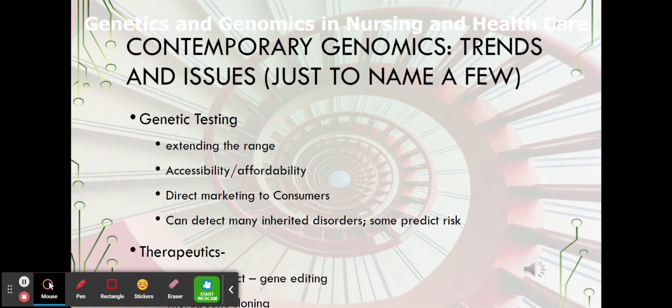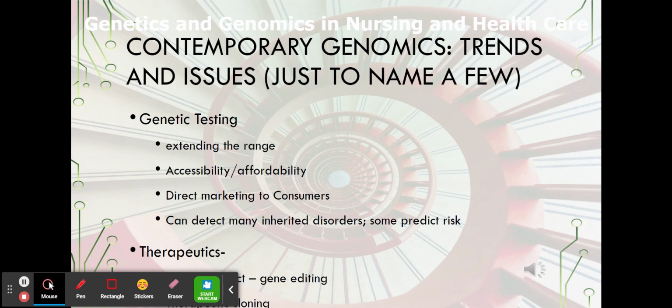Genetic testing can detect a lot of inherited disorders. The ones that predict risk are probably the least utilized, but maybe the most helpful in the end. So if that can be perfected, if we know that somebody is at risk for diabetes, we can target that person for more frequent testing. We can get them hooked into programs that prevent them from progressing to type 2 diabetes. That could be important in the future. So it might be something you need to know.